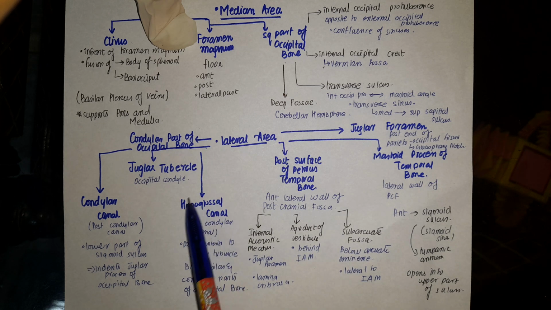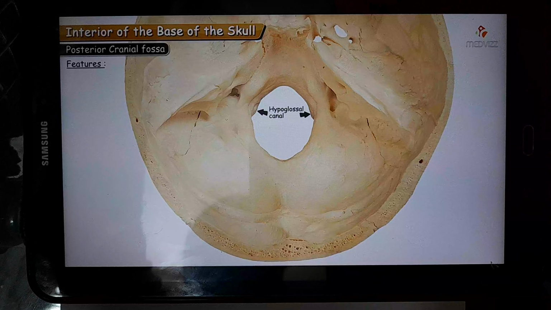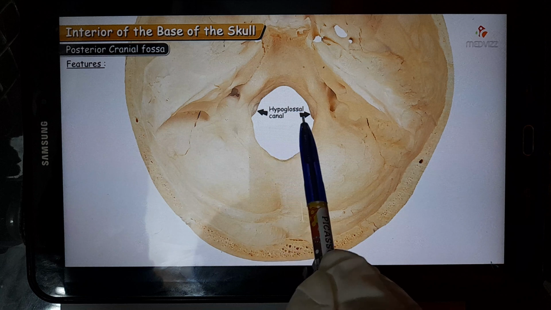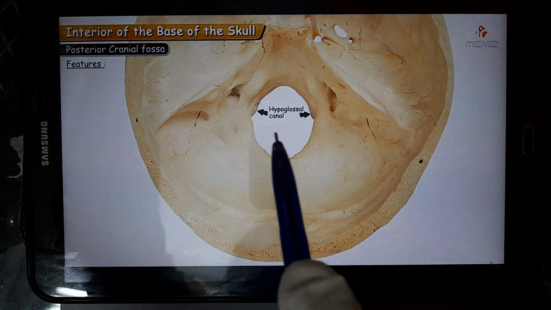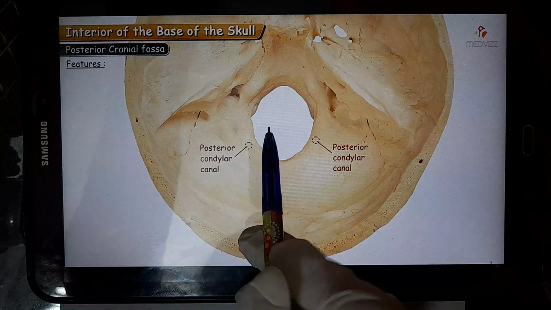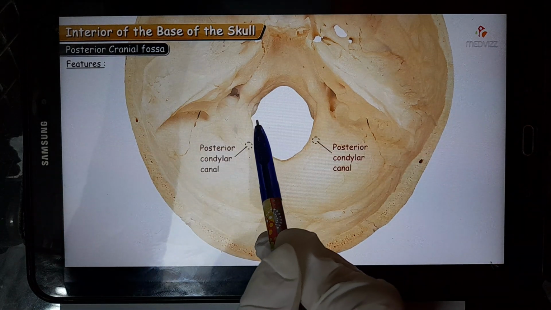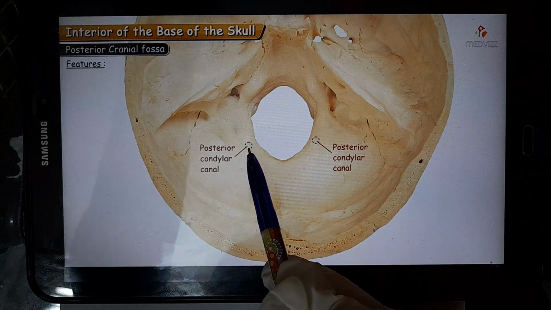Firstly, let's discuss the hypoglossal canal, which is the anterior condylar canal. It is postero-anterior to the jugular tubercle, between the basilar and the condylar portion of the occipital bone. Now this is your hypoglossal canal, just on the inferior portion of your foramen magnum. It is also known as the anterior condylar canal. Then just a little bit posterior to it, we have the posterior condylar canal.